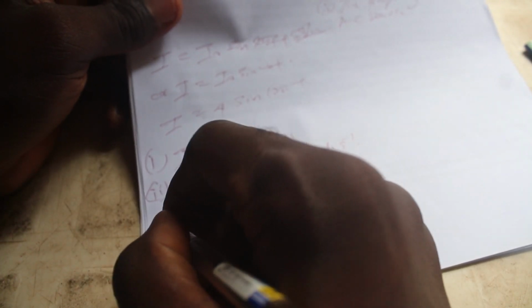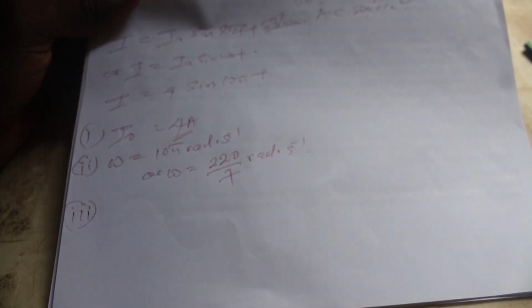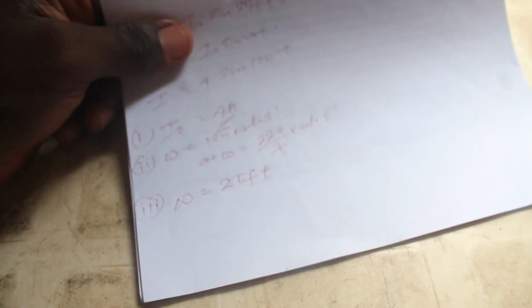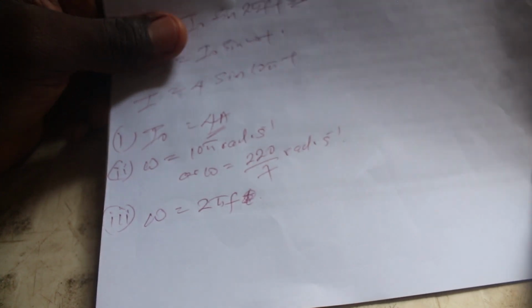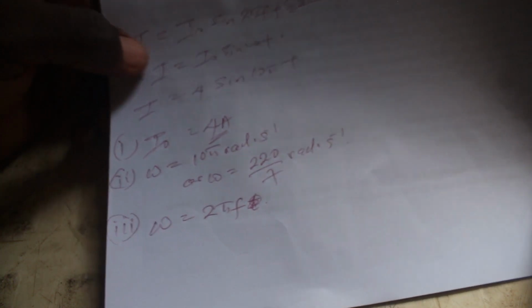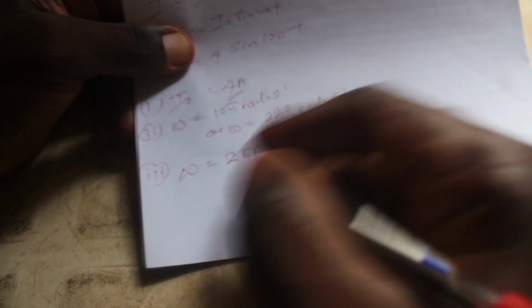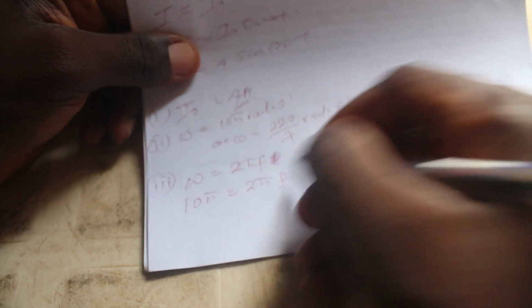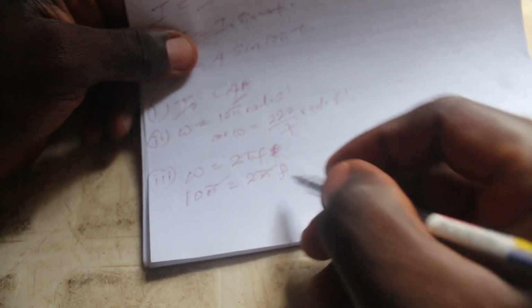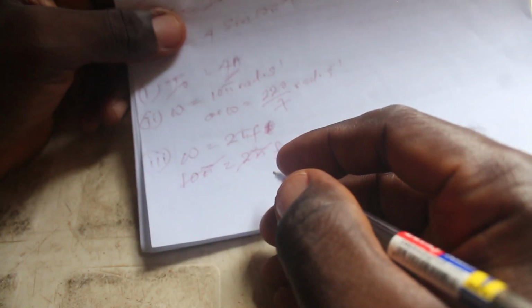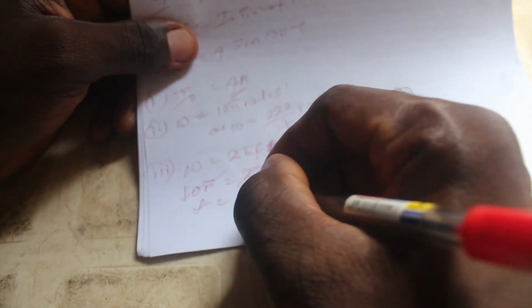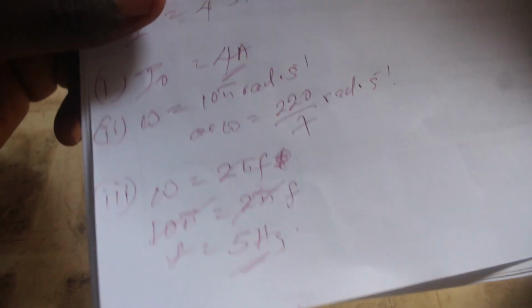And then number 3, the frequency of the AC source. Remember that omega is equal to 2πf. From here we have 10π is equal to 2πf. The π cancels the π, and then we take the 10 over 2, and so we now have f is equal to 5 hertz. That's our answer.